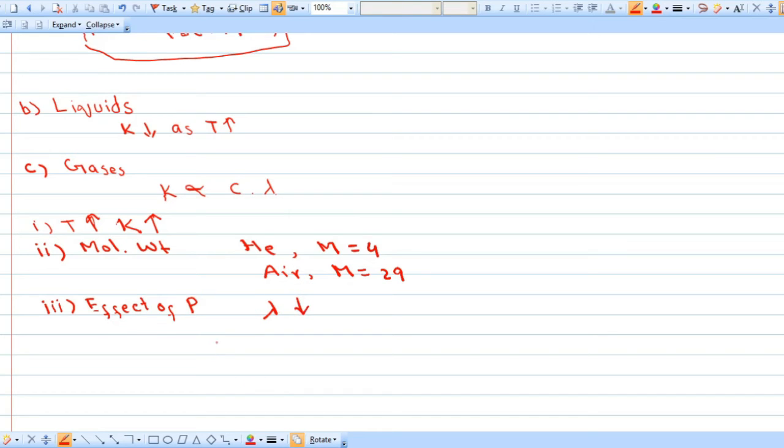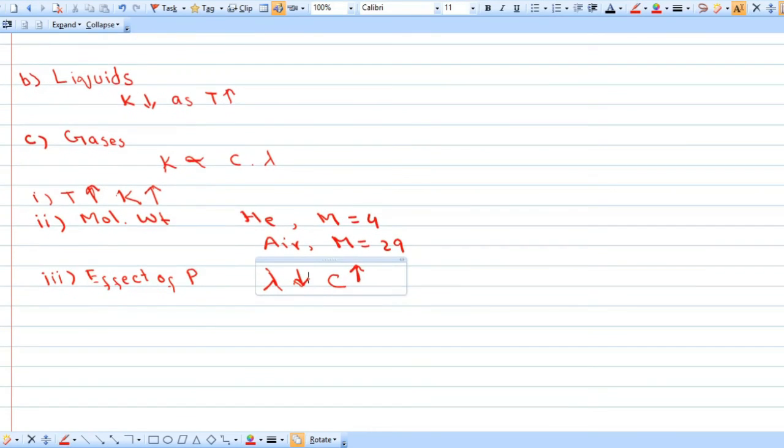But because of the reduction of the mean free path on increase of pressure, the speed at which molecules collide is increased. Therefore the reduction of the thermal conductivity due to reduction of lambda is compensated by the increase of thermal conductivity due to increase of C. Therefore on net there will be no effect. These were the most important factors affecting thermal conductivity of solids, liquids and gases.